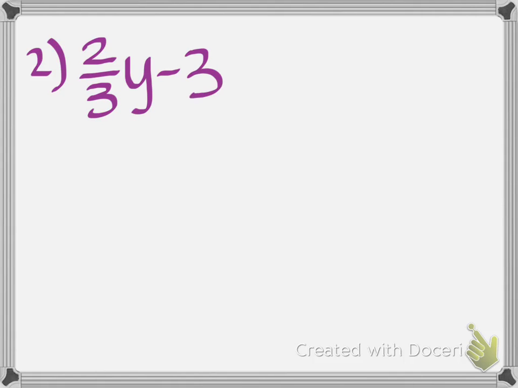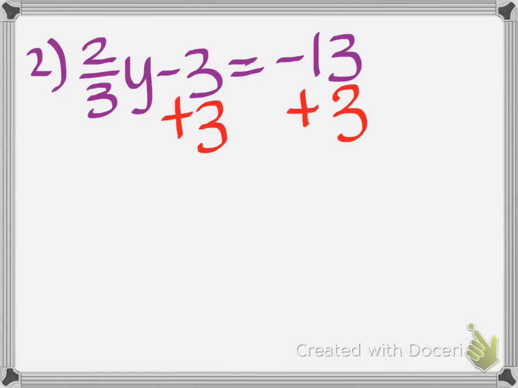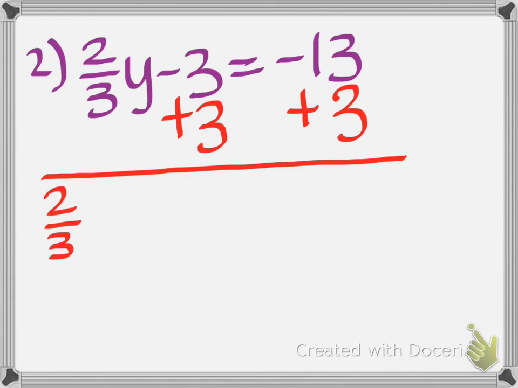Number 2 is 2/3 y minus 3 equals negative 13. Okay, so on this one, we're going to start it the same way. We want to get our y alone, but first we have to deal with this 3 right here. Since it's negative, we're going to add 3 to both sides. Once we add 3 to both sides, we're still left with our 2/3 y. Our 3's have canceled, and negative 13 plus 3 is negative 10.